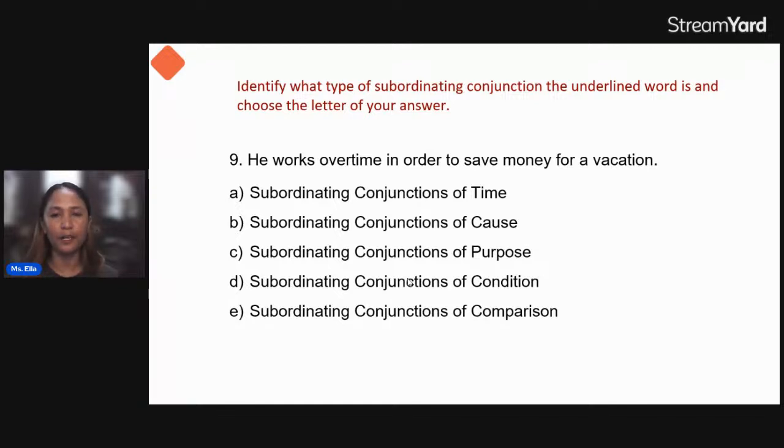Okay, for number 9, it's conjunction of purpose. Why do you work overtime? My purpose of working overtime is to save money for vacation. Okay, so that's why it's subordinating conjunction of purpose. All right, let's have number 10.